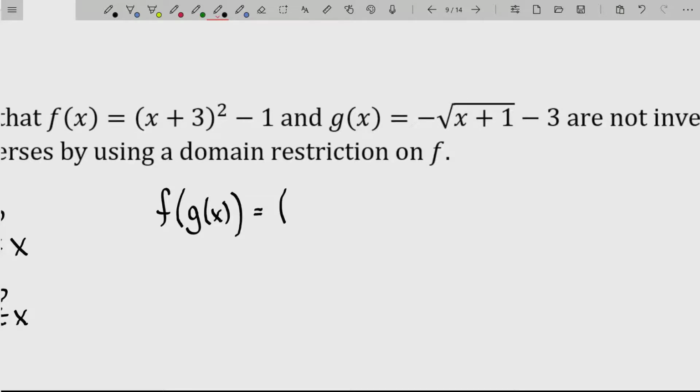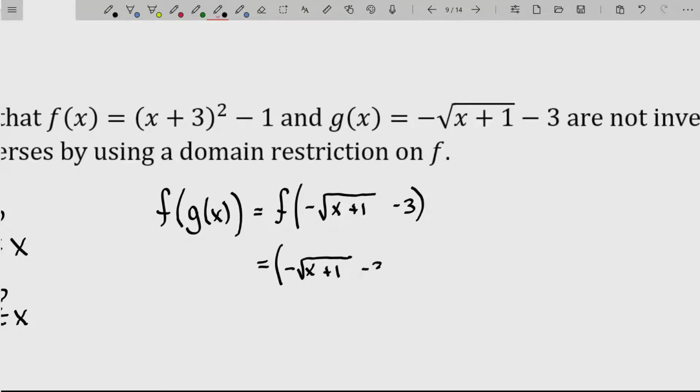Well, this would be f of, actually, let me write it that way. F of, well, g of x is negative square root of x plus 1 and then minus 3. So I'm going to take that argument and plug it into the function f. Remember, f is something plus 3 in quantity squared and then minus 1. That's what f of x is. That something we're going to replace with negative square root of x plus 1 and then minus 3. To do that, I have to give myself a little extra room here, so I'm going to erase what I just wrote.